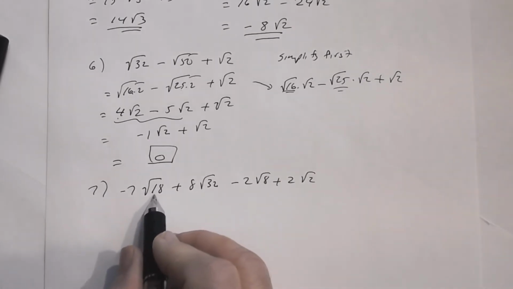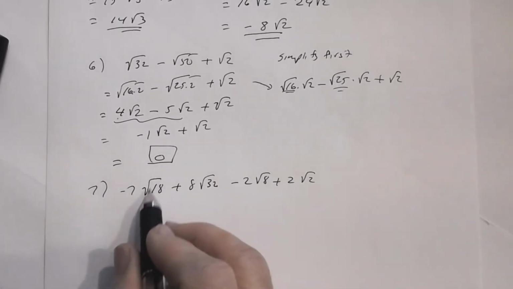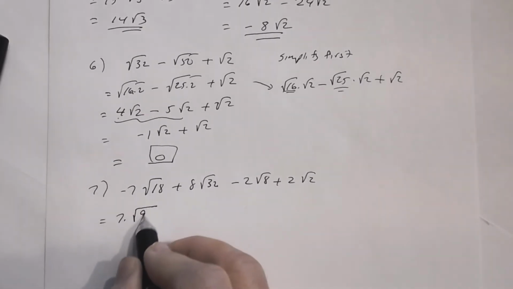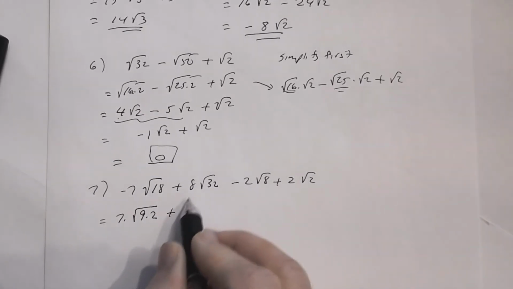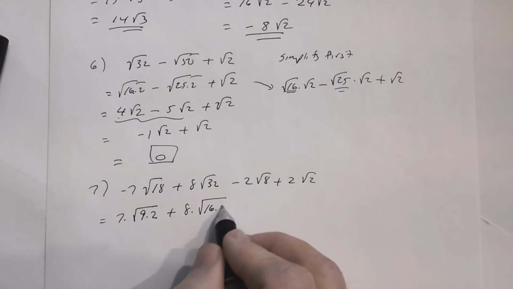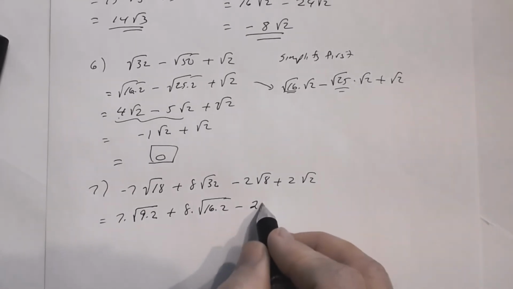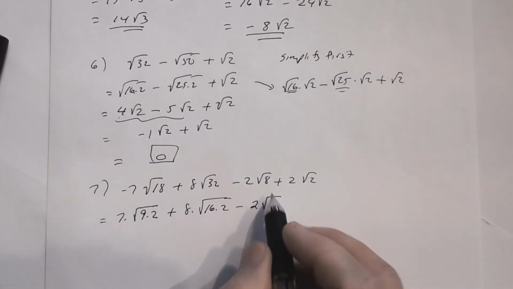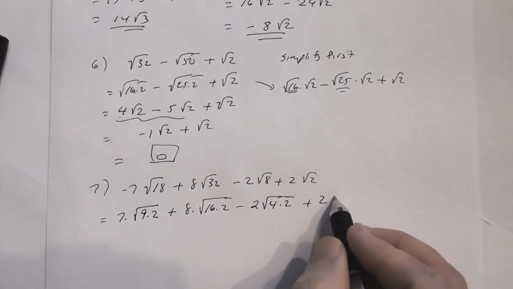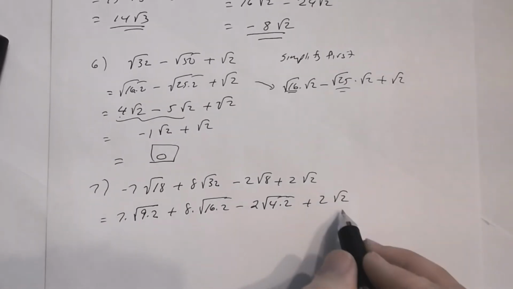Because the radicand 2 here, the only perfect square that goes into 2 is 1. So let's look at 18. What's the largest perfect square that goes into 18? 9. So I'm going to rewrite this as negative 7 times the square root of 9 times 2 plus 8 times the square root of, and the largest perfect square that goes into 32 is 16, so it'll be 16 times 2 minus 2 times the square root of, and the largest perfect square that goes into 8 is 4, so it'll be 4 times 2 plus 2 square root of 2. I cannot simplify this one, so I'm just rewriting it.